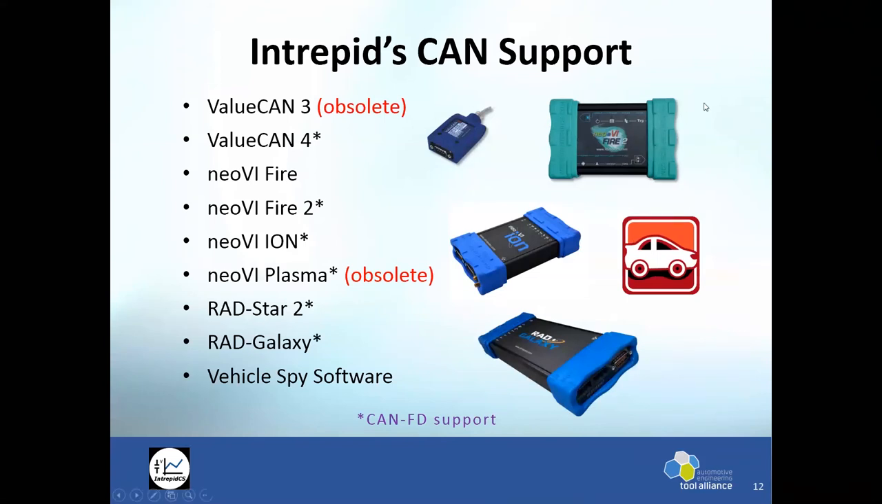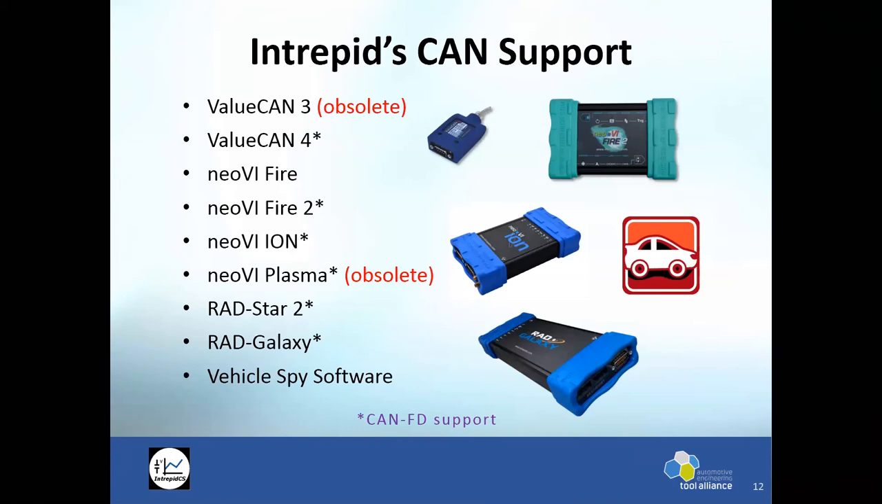The Fire has been replaced by the Fire 2, and you can see the Fire does not have CANFD support. The Fire 2 has it, the Ion has it, and now we've obsoleted the Plasma this year as well. So the ValueCAN 3 and the Plasma are no longer available to purchase from Intrepid. And the RadStar 2 has automotive Ethernet, so does Rad Galaxy, but they also have CAN channels on them, and they have CANFD support. All of our new products going forward will have CANFD support.